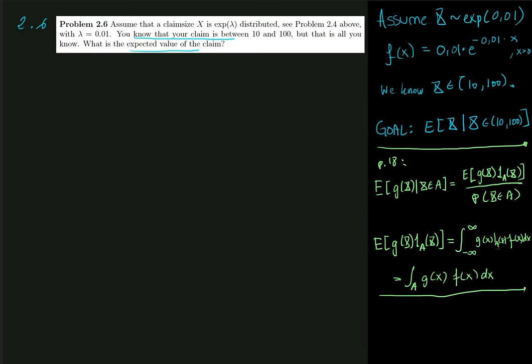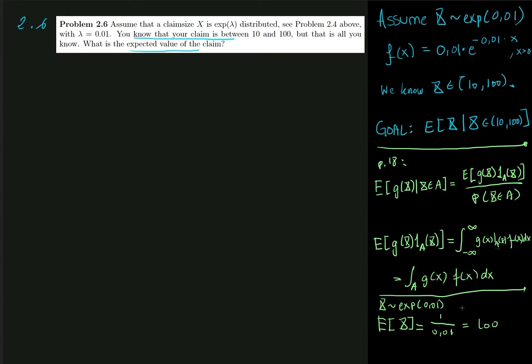Now, just before we close off this video, even though the goal is to find the mean of x given that x lies between 10 and 100, I would also like to just remind you guys that if x is exponentially distributed with some parameter, then the expected value of x is given by what? Well, it is given by 1 divided by that parameter. So in our case here, the expected value of x is equal to 100.